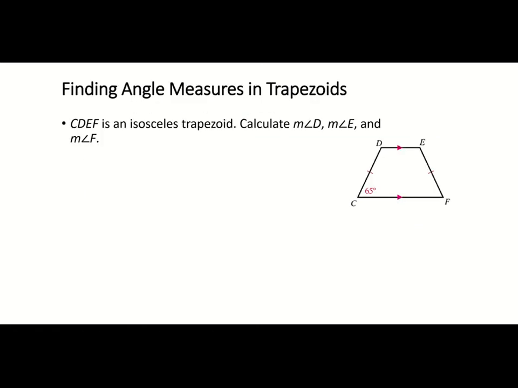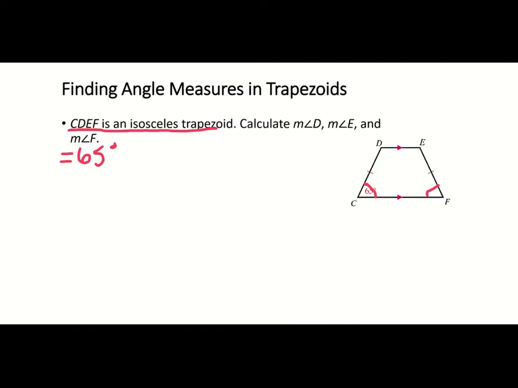So here we are going to find the measure of angle D, angle E, and angle F. And I know from the information given that CDEF is an isosceles trapezoid. So remember, with isosceles trapezoids, base angles are congruent. So angle C is going to be congruent to angle F. So that means angle F is going to be 65 degrees. Now we need to find D and E.